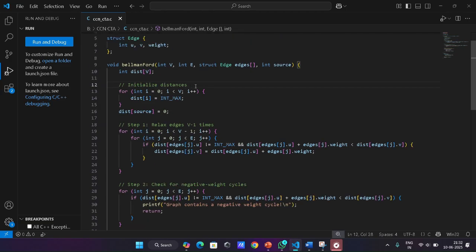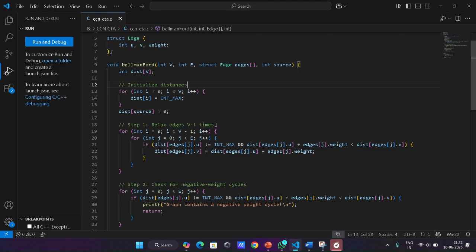First, initialize the distances. We initialize an array to store the shortest distance from the source vertex. All the distances are set to INT_MAX, that is infinity, to represent unreachable vertices. The distance to the source itself is set to 0.